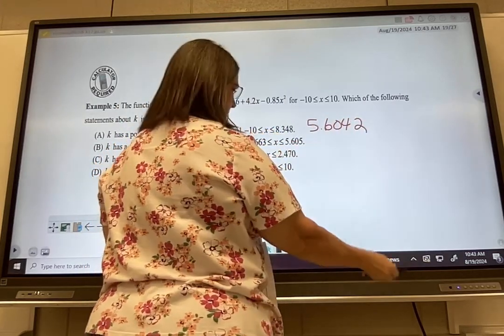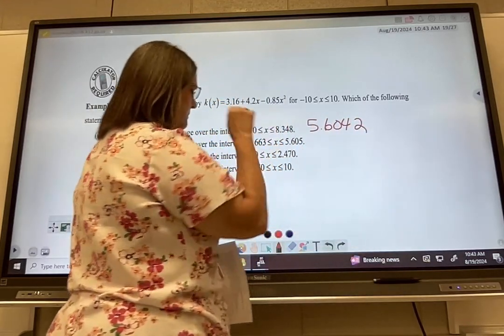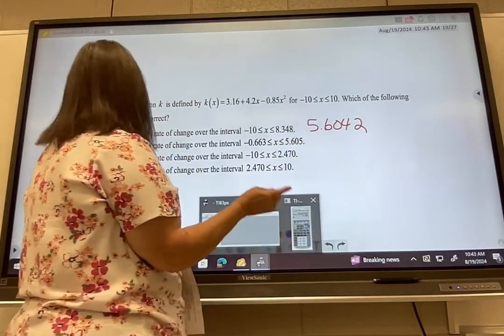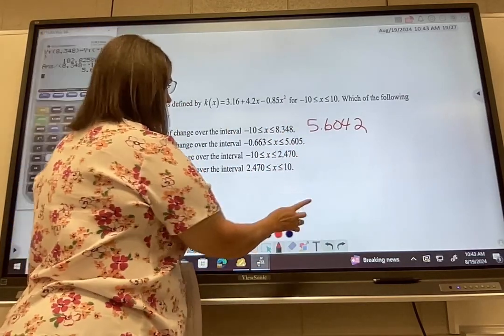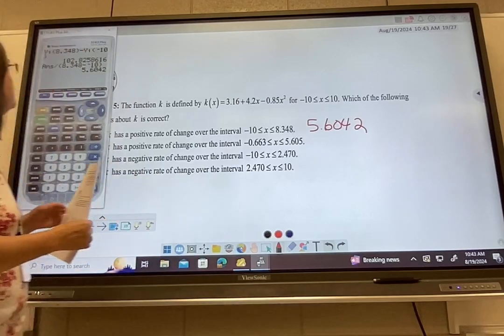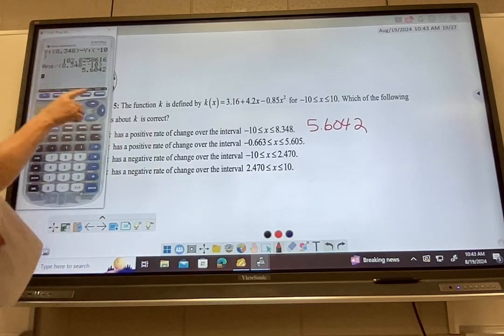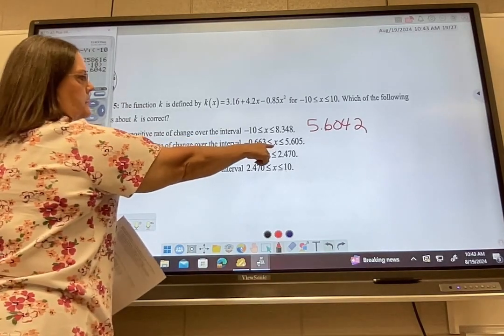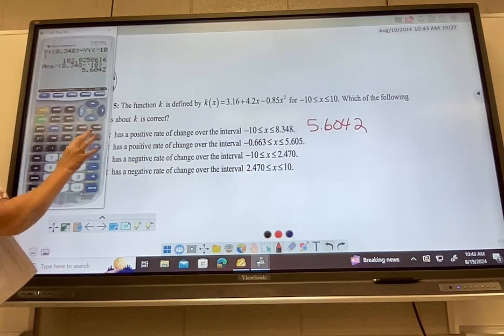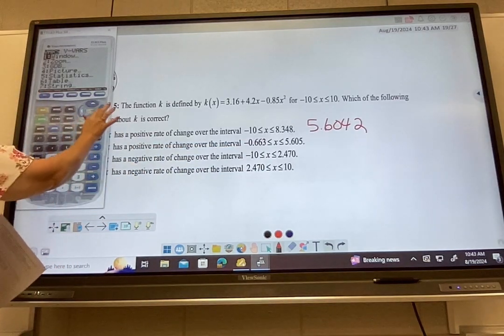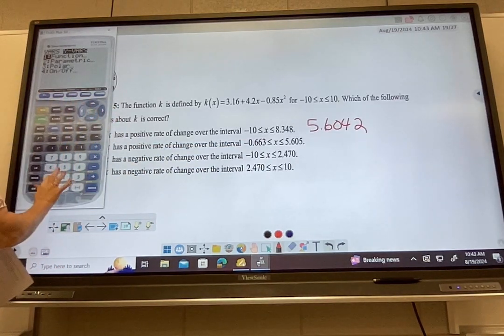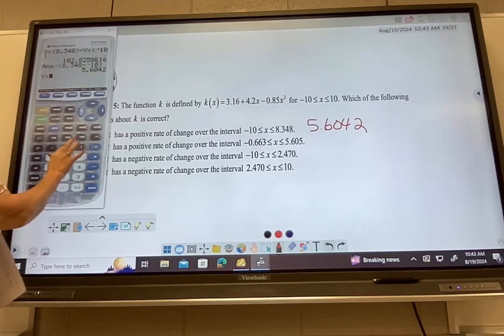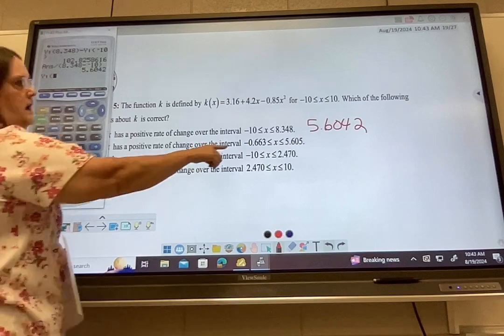And I thought it would do that, and it did. The calculator went away. Okay. So now I'm going to do the same thing, but I'm going to do it over this interval here. So I'm going to go vars, y vars, 1. I'm going to hit 1 again. And this time I'm doing it over the second interval.